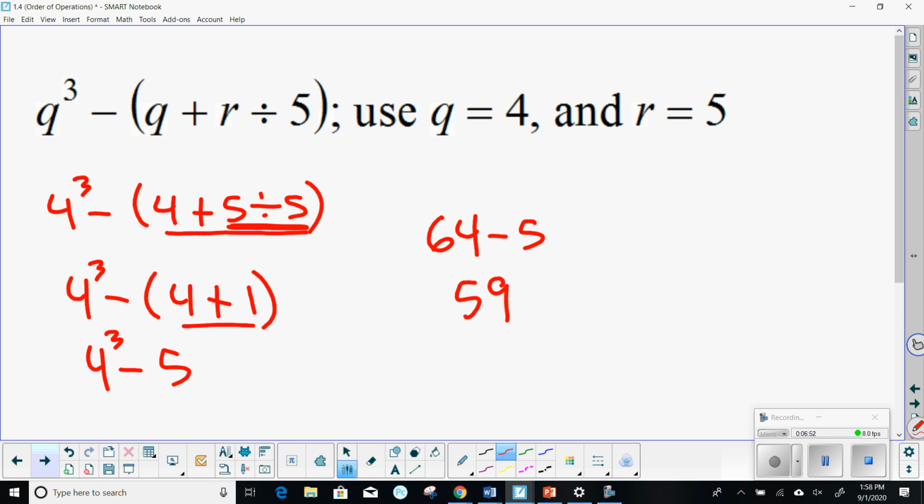So just be careful. When you have something like this, our temptation is to go from left to right with addition, subtraction, multiplication, and division. That's not how it works. We have to do the multiplication and division first, and then the addition and subtraction afterwards.